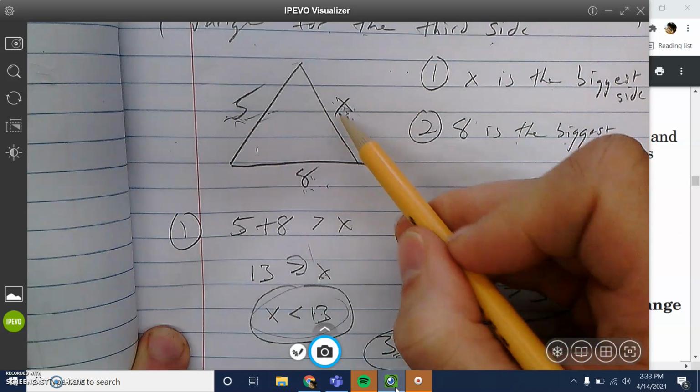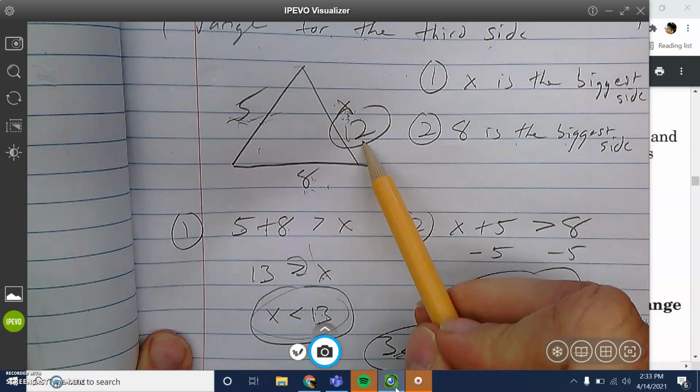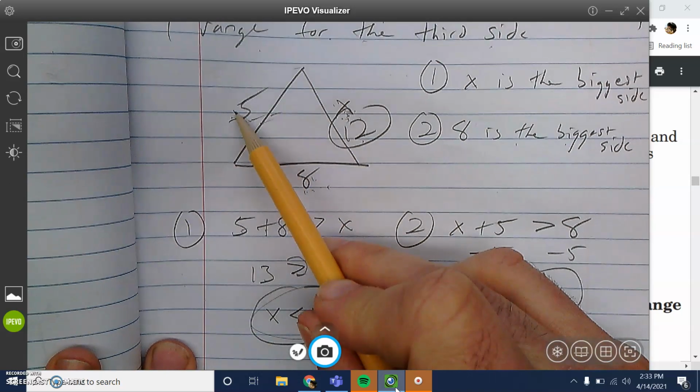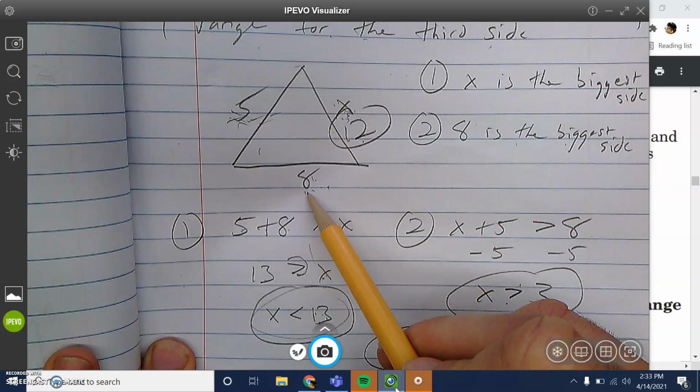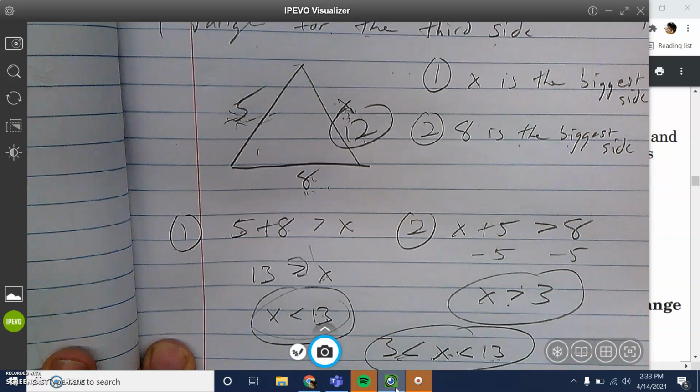Let's pick 12. So if this were 12, add up the two smaller sides, right? 5 plus 8 is 13, and that's bigger than 12. There we go. What if I picked something outside of this? What if I picked like 2?